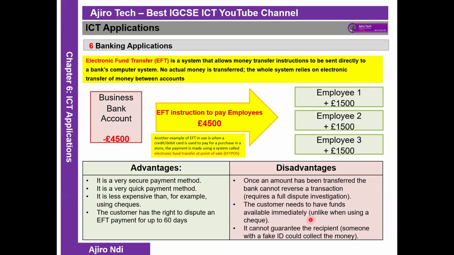It cannot guarantee the recipients. So it simply means that if the account number is not correct, it will pay to a wrong account. So you as an organization, you need to get this information ready. Okay, so this is just to explain the whole process for you.